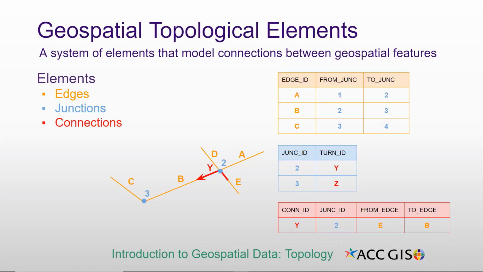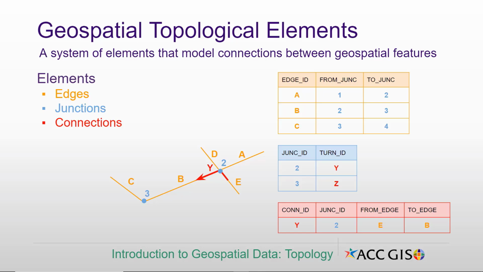While the geospatial vector model is based on point, line, and polygon features, the geospatial topological model is based on edge, junction, and connection elements. Those elements are represented on the slide as orange for edges, blue for junctions, and red for connections. You can see it illustrated in the diagram along with the corresponding table.